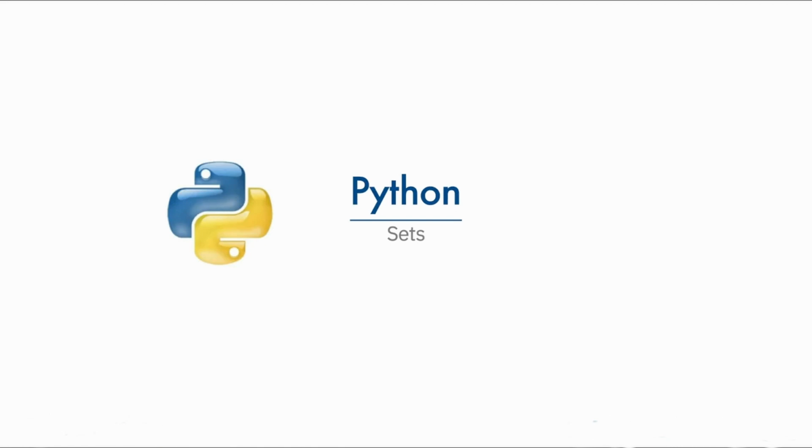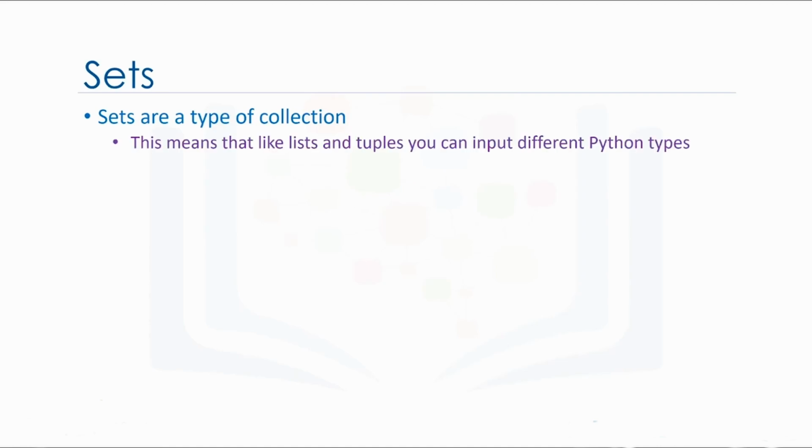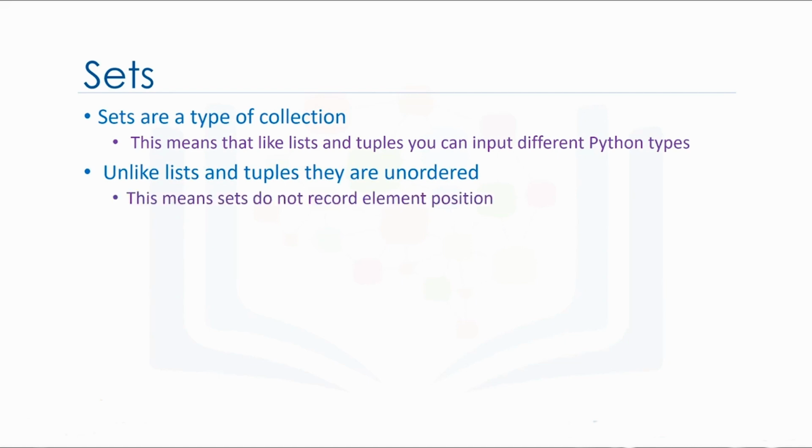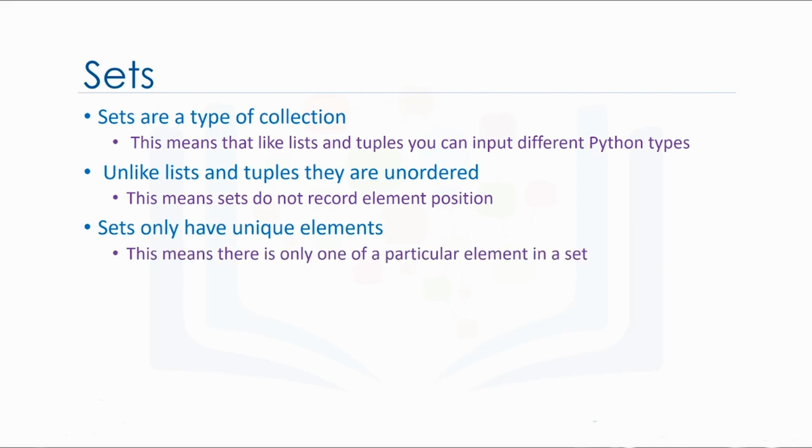Let's cover sets. They are also a type of collection. Sets are a type of collection. This means that like lists and tuples, you can input different Python types. Unlike lists and tuples, they are unordered. This means sets do not record element position. Sets only have unique elements. This means there is only one of a particular element in a set.